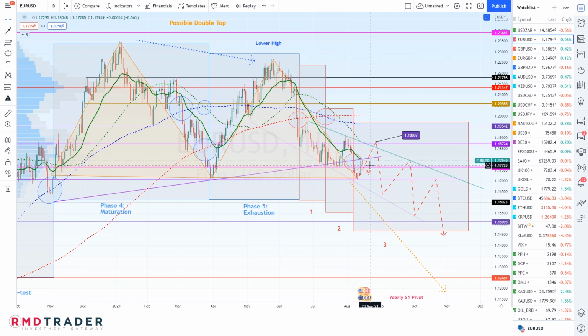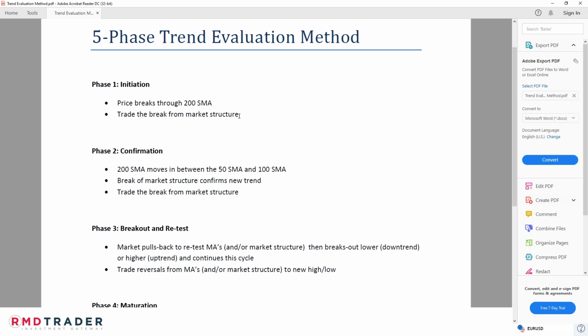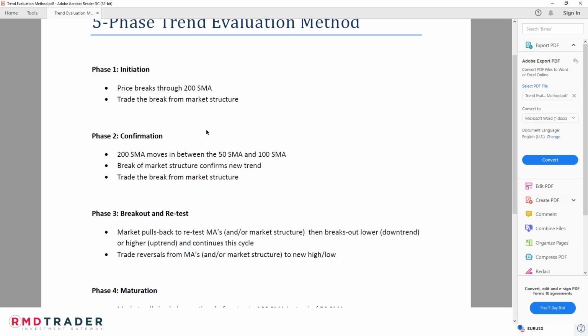So the important thing now would be, and perhaps just to recap, just to show you what we are expecting to trade in each of these market phases. So in market phase 1, we are looking to trade the break from market structure. So that would be that initial very strong break above the 200 simple moving average. That would usually be a quick trade, but it's usually an aggressive trade, meaning once the market breaks through that 200 moving average, there are usually quite sufficient points to be made from that breakout.